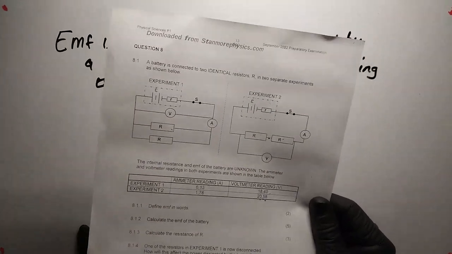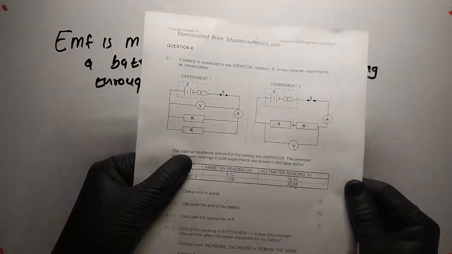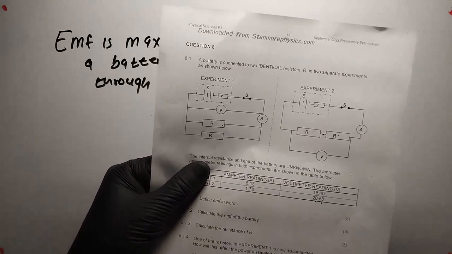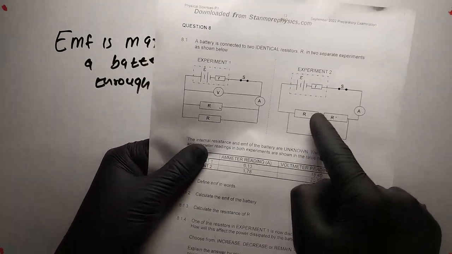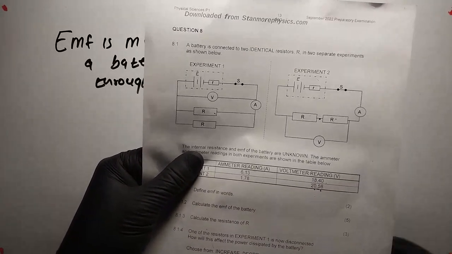So without any waste of time, I have one of the questions I took from September 2022. It was last year's question, which is a preparatory. The question comes like this. It says a battery is connected to two identical resistors. Now, these resistors are identical, in two separate experiments as shown below.